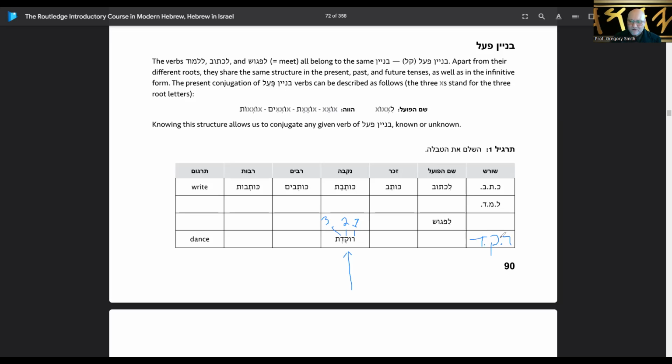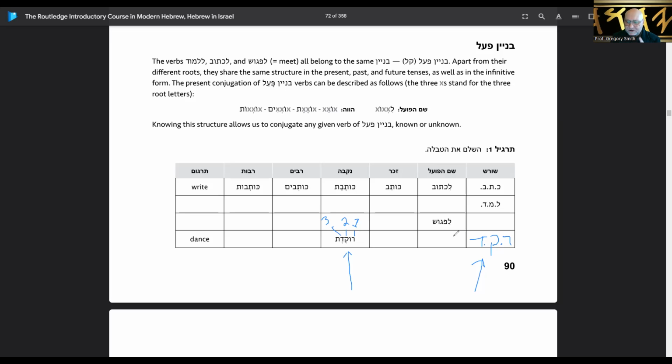And let me see what that looks like. Rokedet. Yeah, dancing. רוקדת. So roked has got to be the root, the shoresh, roked. Okay, so then if you were to say to dance, I bet you it's going to be something like lirkad. Maybe it's like that, lirkad. לרקד.